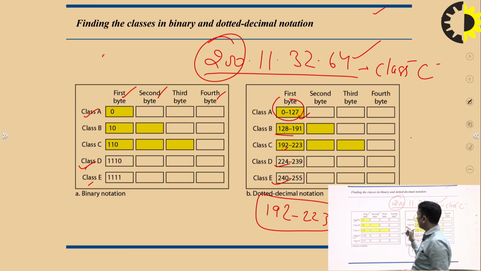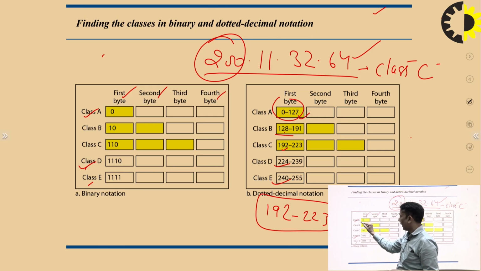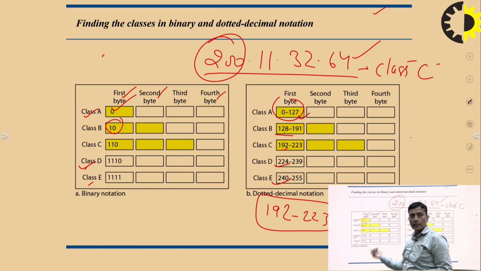And if a binary address is given, then you should have a clear idea about this. A class A address always starts with the first bit as 0 in the first byte, the first bit of the first byte from the left hand side. If that is 0, certainly it belongs to class A. Similarly, if the first 2 bits of the first byte are 10, then certainly you can say this is a class B address.